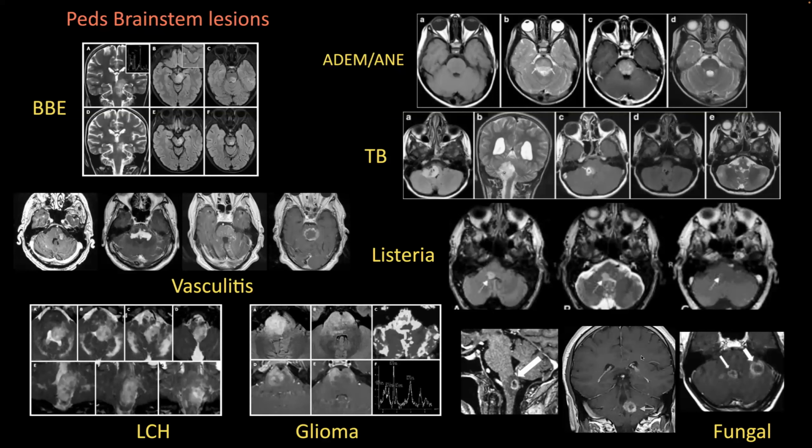Other abnormalities that can present and affect the brainstem are listeria. Fungal abscesses can also be present. Less likely would be LCH and gliomas based on the imaging. Vasculitis can also have some degree of enhancement as seen in our case, and brainstem involvement.